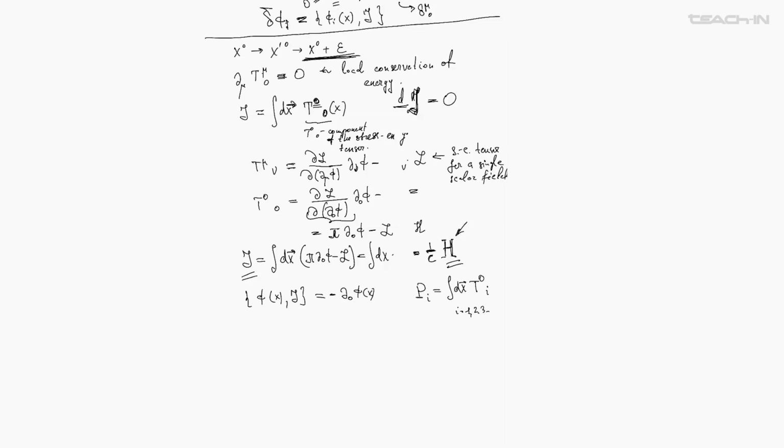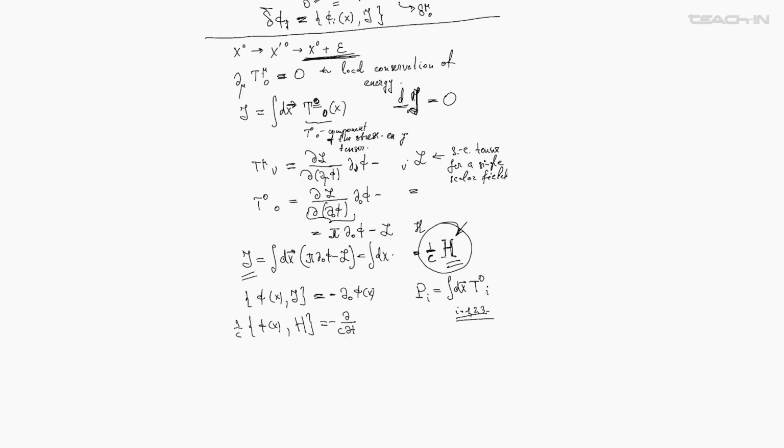Exactly. So let me just finish with this. Now we know that J is 1 over C multiplied by the Hamiltonian, and therefore I can write it as 1 over C phi on x with the Hamiltonian. H is minus d0, and d0 is 1 over C d over dt phi on x, so C cancels out.